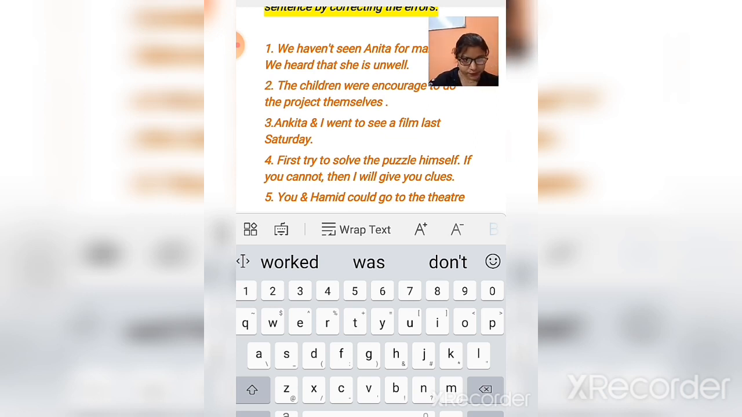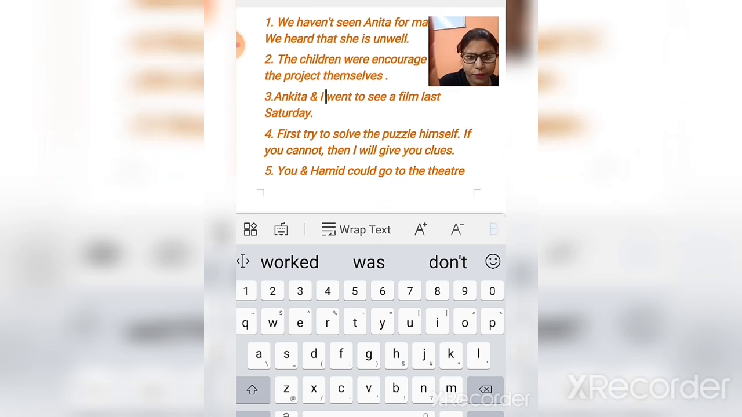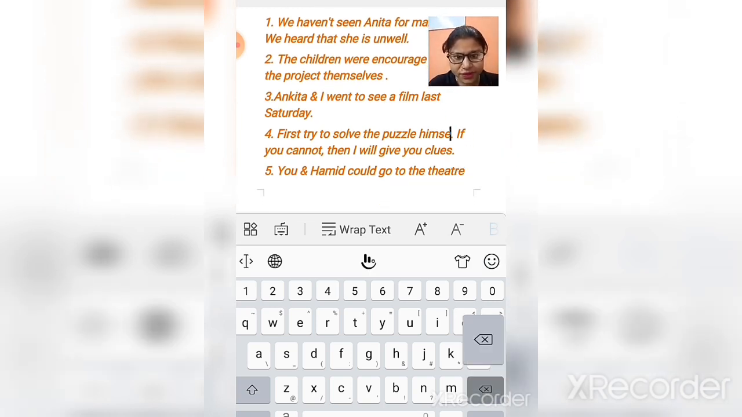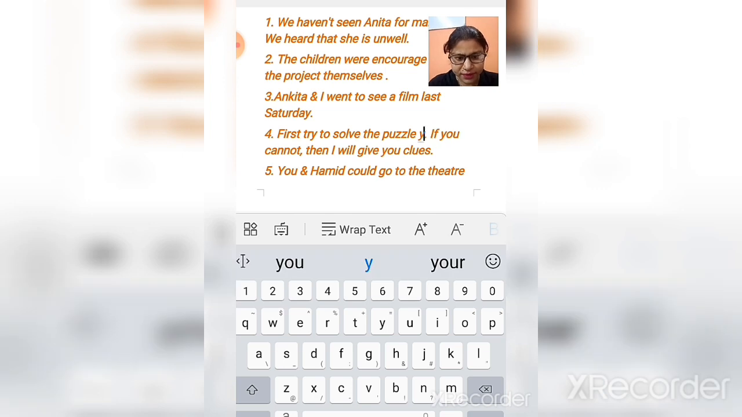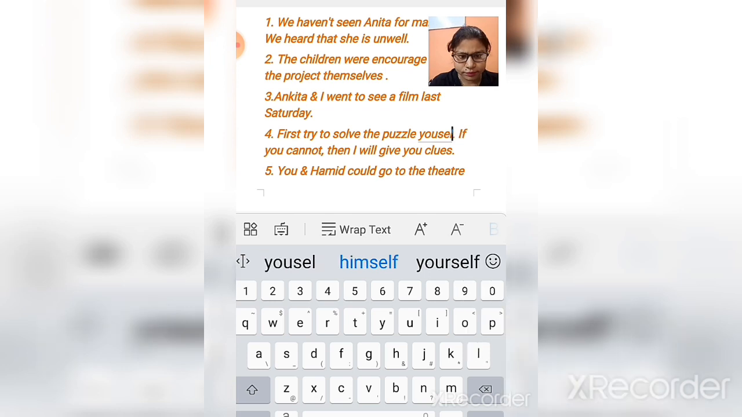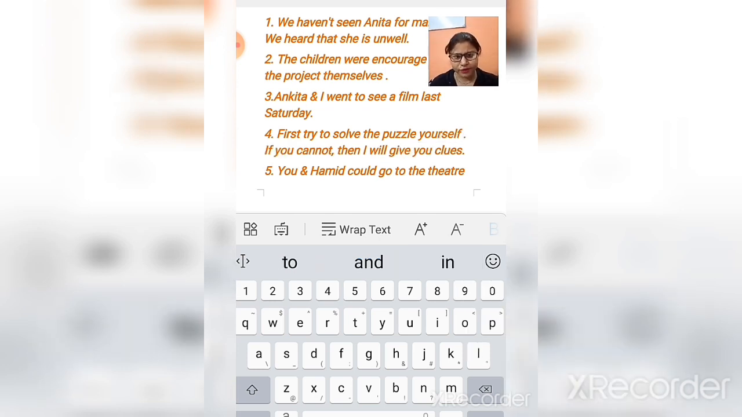Okay, the next point says, first try to solve the puzzle himself. If you cannot, then I will give you clues. Try to solve the puzzle. So here "himself" will not be the right answer. Here you have to write, first try to solve the puzzle yourself. If you cannot, then I will give you clues.